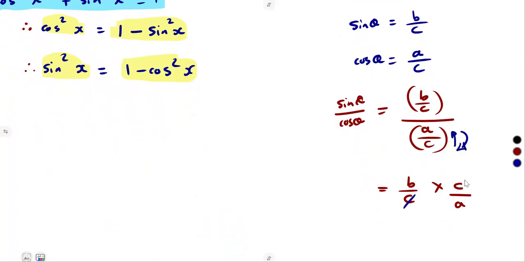So these two C's can cancel, numerator and denominator, and thus we are going to obtain 1 and 1 here. So B times 1 is B, and 1 times A is A. This is the answer for the sine of theta over the cos of theta. It gives us B over A when simplified.